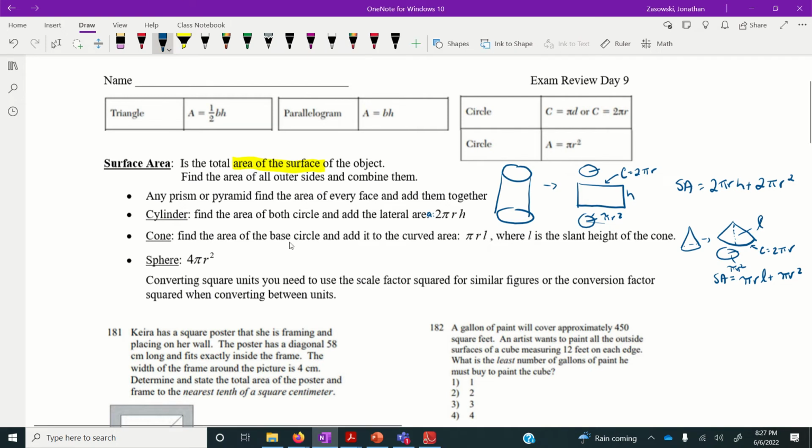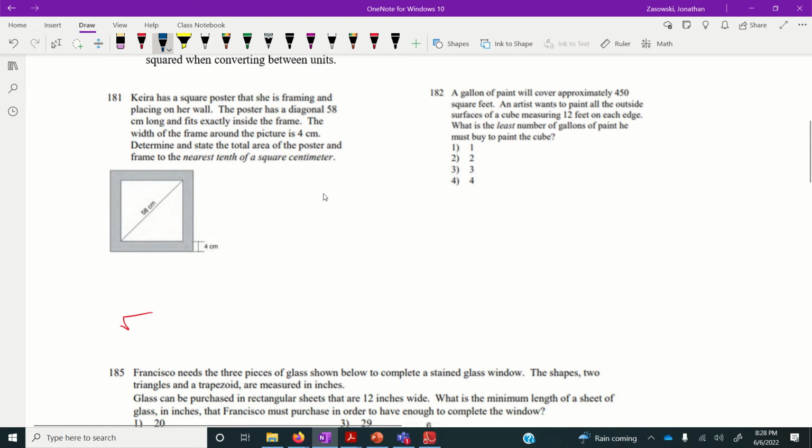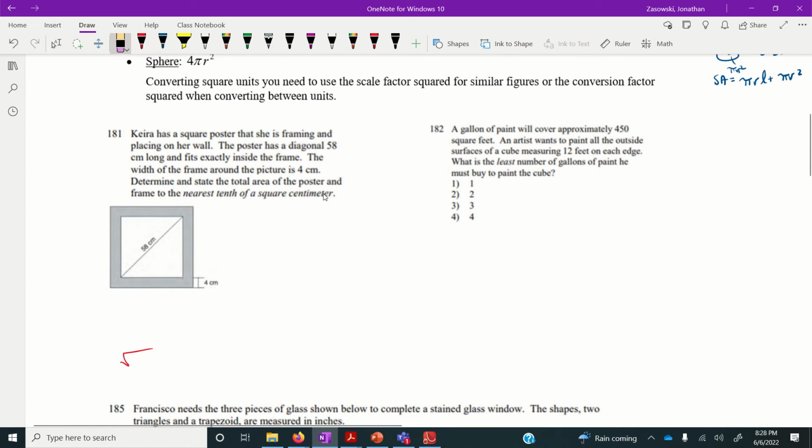So if you're answering a question with a prism, just find the area of all the sides and then combine them together. Okay, so we take a look at number 181 here. Kiera had a square poster. The framing was placed against a wall. The poster had a diagonal of 58 centimeters. The key thing here is that it's a square poster, okay? And it fit exactly inside the frame. The width of the frame around the picture is 4 centimeters. Determine the area of the poster and the frame.